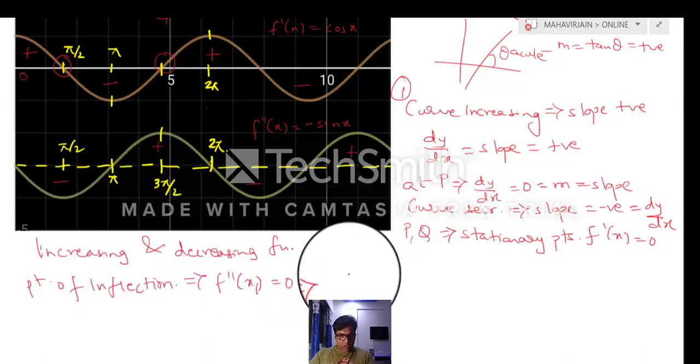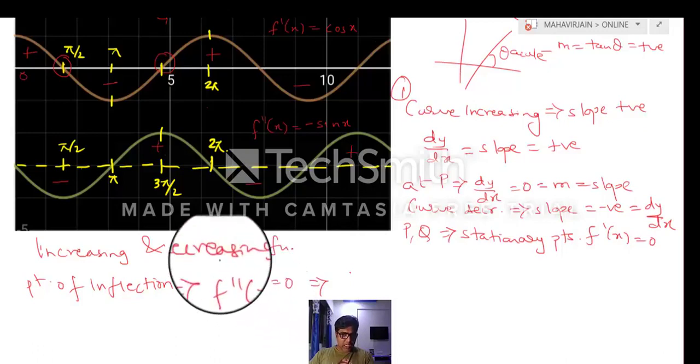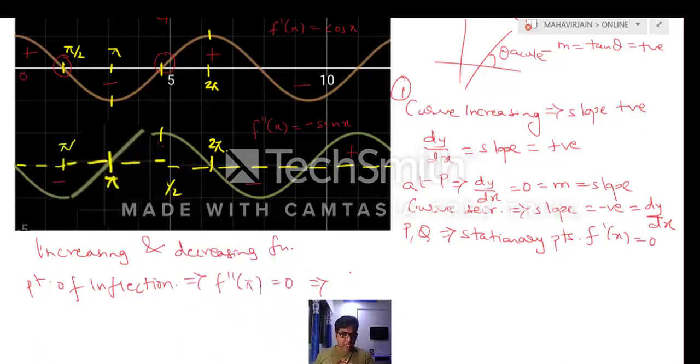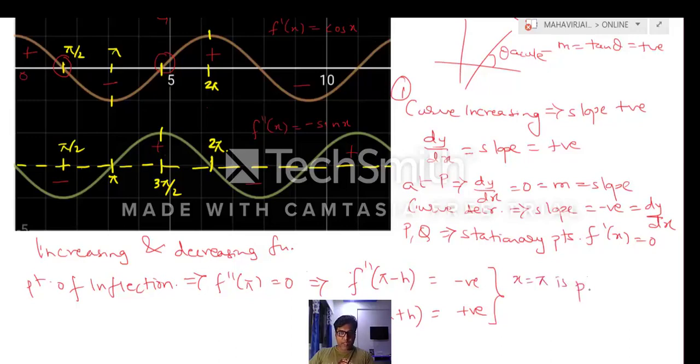So if I just change this point to pi, f double dash of pi is 0. Before and after that point, that is f double dash of pi minus any small quantity, and f double dash of pi plus any small quantity, at this point you see it's negative, at this point you see positive, right? If that happens, then we say this point pi is a point of inflection. So x equal to pi is a point of inflection.